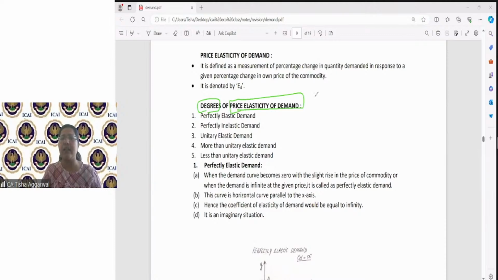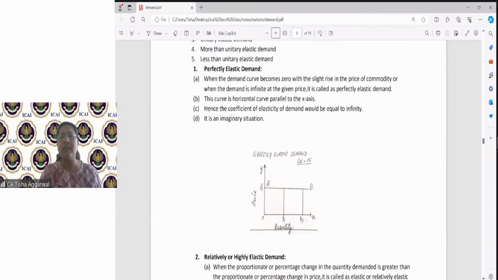When I talk about degrees of price elasticity of demand, the first thing we need to understand is perfectly elastic demand. Let's go one by one through the diagrams and then we will go further. Perfectly elastic demand is the one wherein the demand becomes zero with the slightest rise in the price of a commodity. Or when the demand is infinite at the given price, it is called perfectly elastic demand.